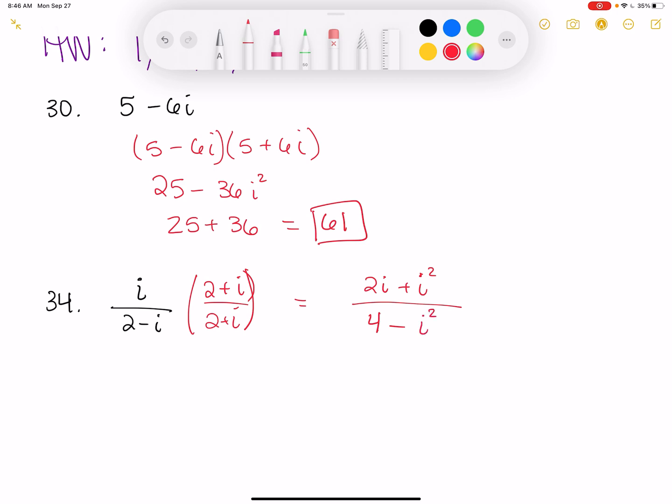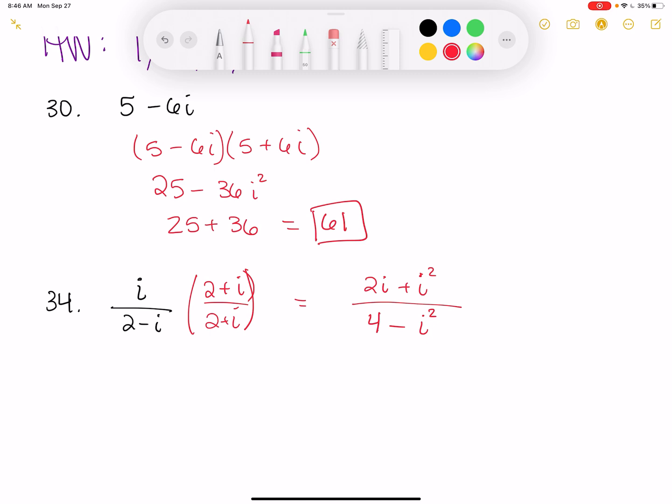4 minus i squared. And one thing to remember about that: y'all were like, how did Joel know so quickly on the last problem that it was 25 minus 36i squared? Conjugates are always going to cause that to happen. It's always going to cause the middle terms to cancel. That's why we do the conjugate. So when you multiply by the complex conjugate, the bottom is always going to cancel the same way. It's going to be the first term squared minus the second term squared.